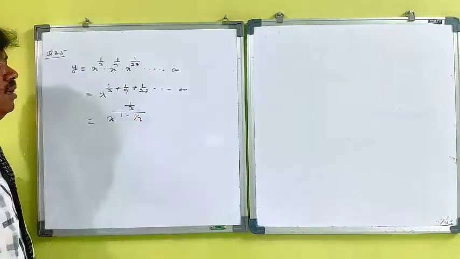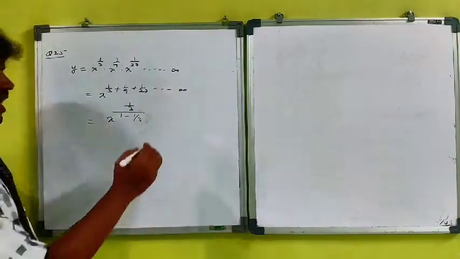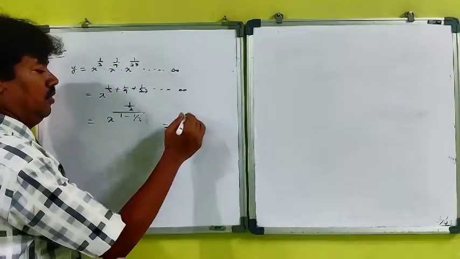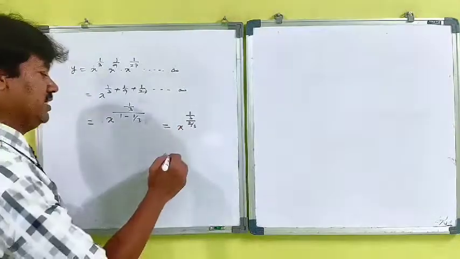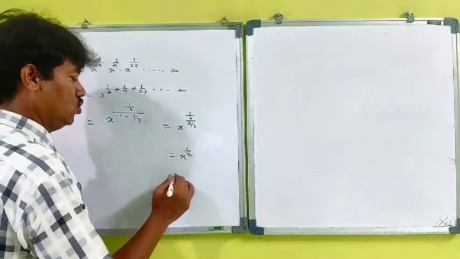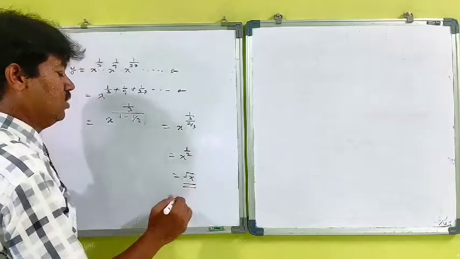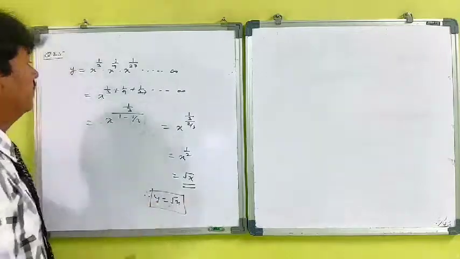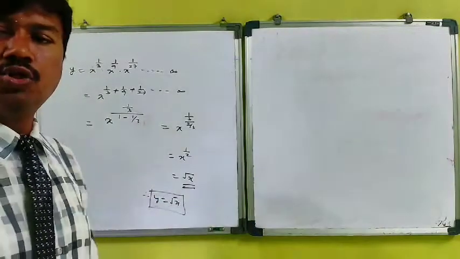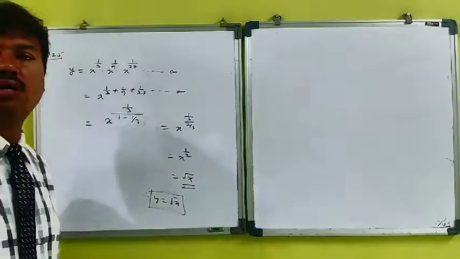R is here 1 by 3. So that is x raised to 1 by 3 upon 2 by 3. So 3 cancels. So it is x raised to 1 upon 2, which is nothing but root x. So therefore y should be equal to root x. That's the answer for question number 25. So y is equal to root x.